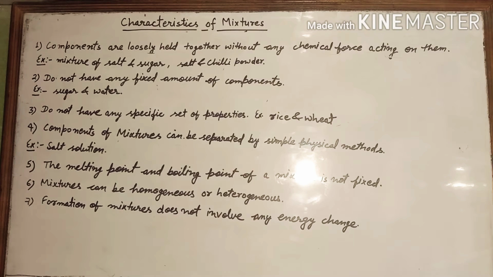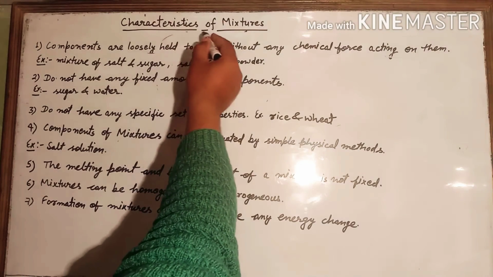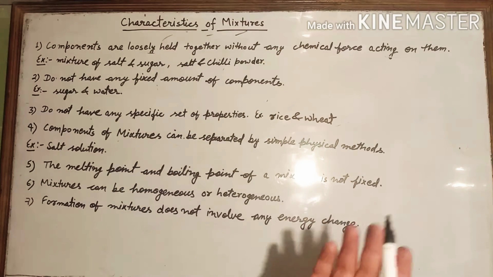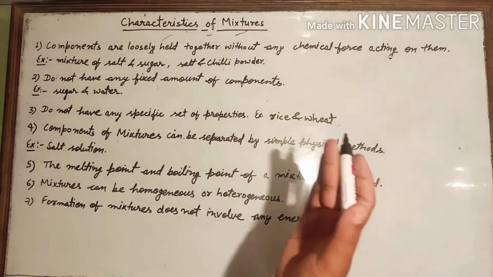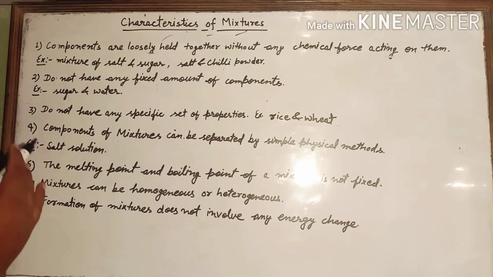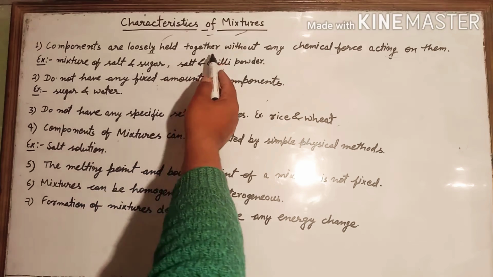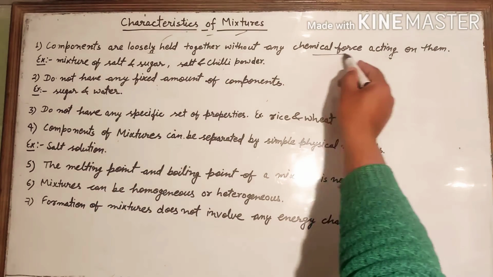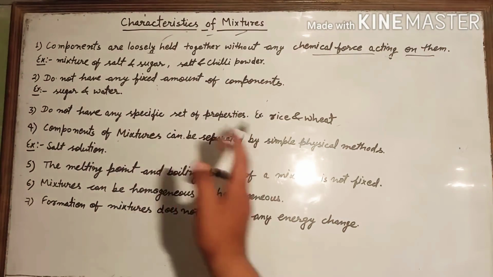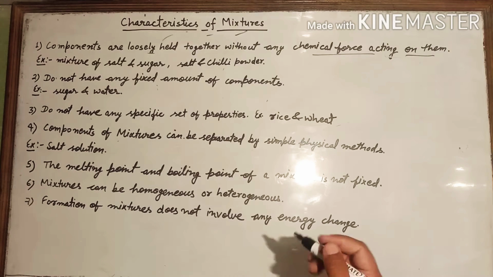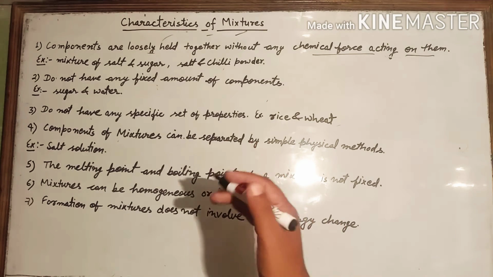Hello everyone. In this video we are going to learn about characteristics of mixtures. So what are some characteristics of mixtures? The first one: in mixtures the components are loosely held together without any chemical force acting on them. Examples are a mixture of salt and sugar, and a mixture of salt and chili powder.